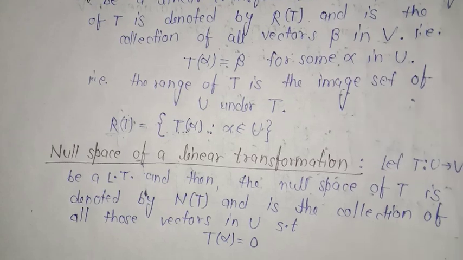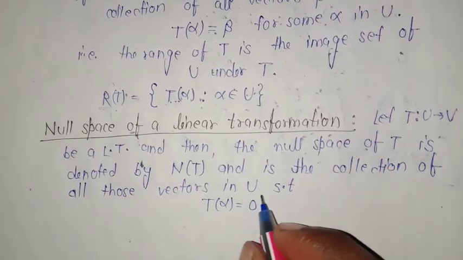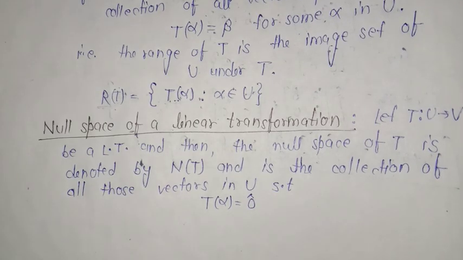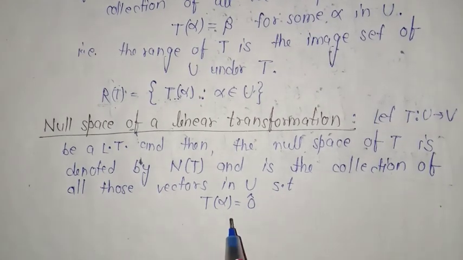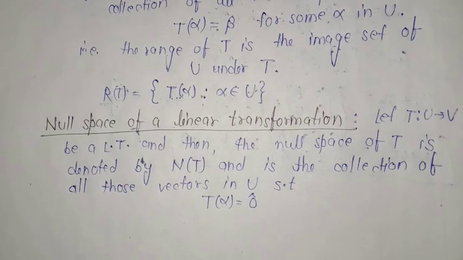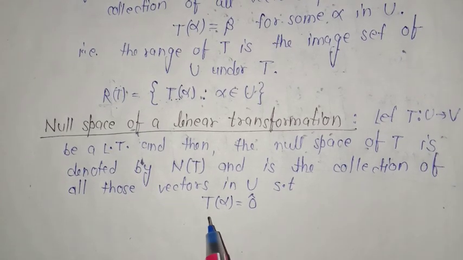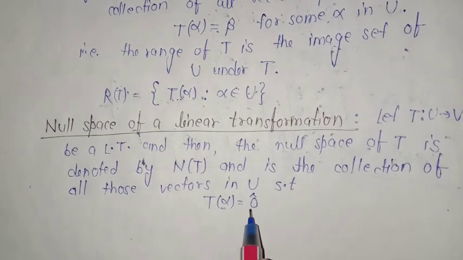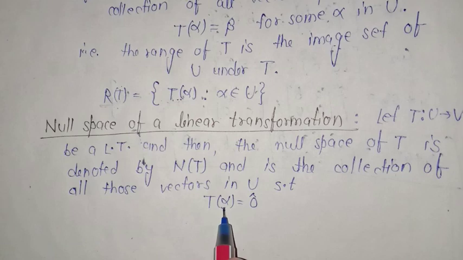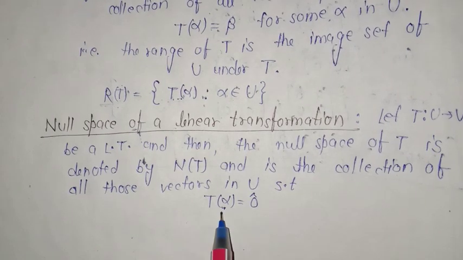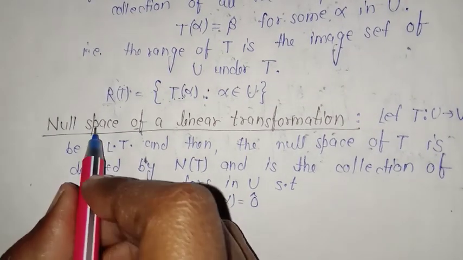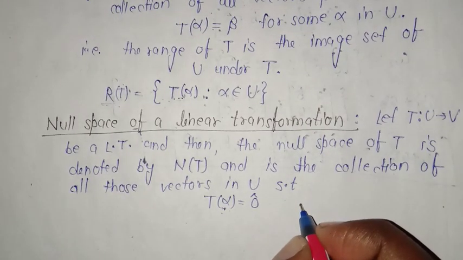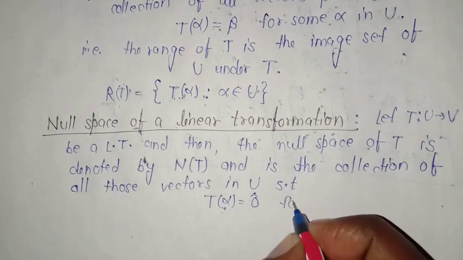That is, it is the collection of all those elements of the vector space U which are mapped onto the 0 element of the vector space V. This is nothing but the definition of zero transformation, but in that case we have all the elements whose image were 0. But this is not true for all elements. This is true for those elements which are in the null space of the linear transformation. So here we can't say that for all alpha belonging to U. We say that for some alpha in U.